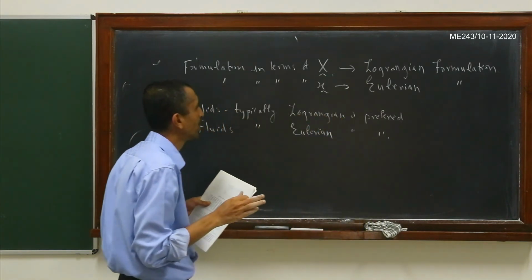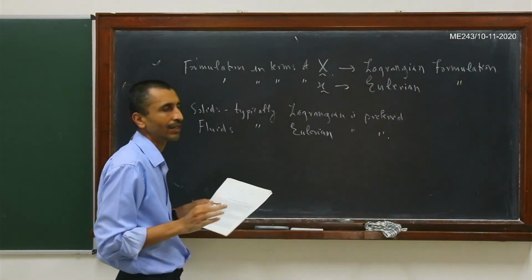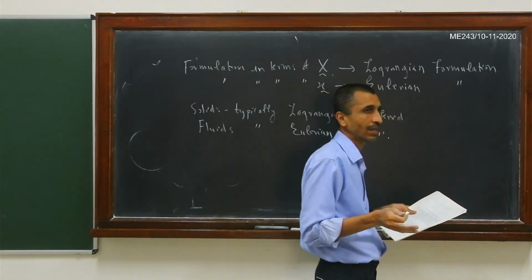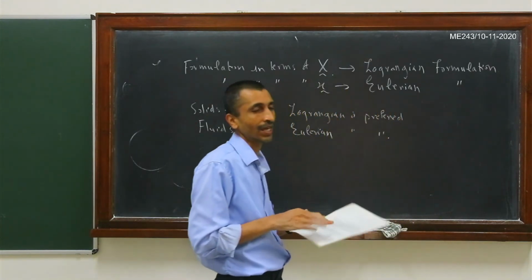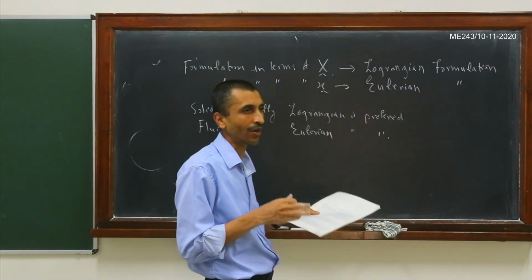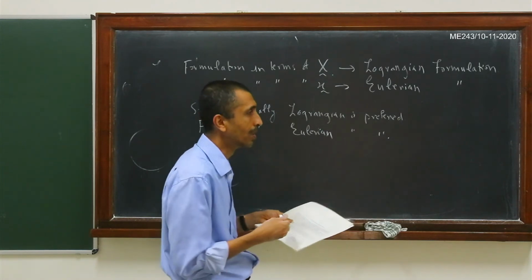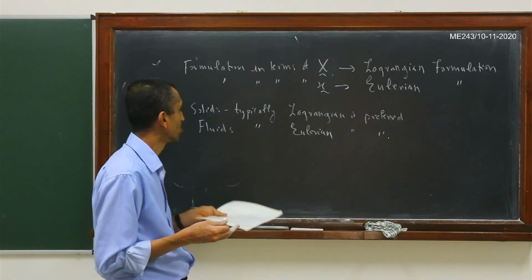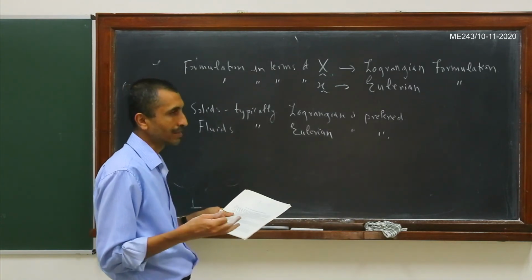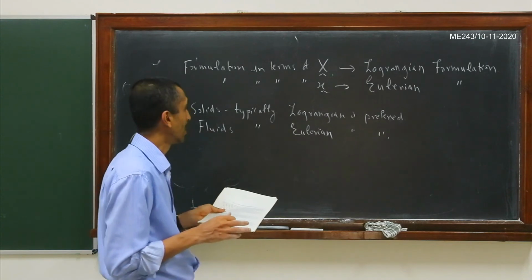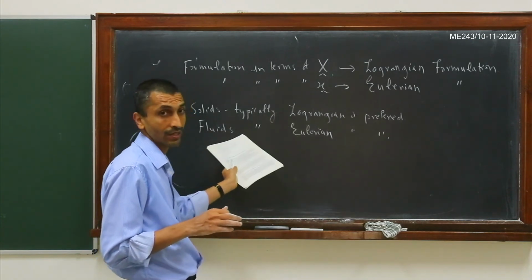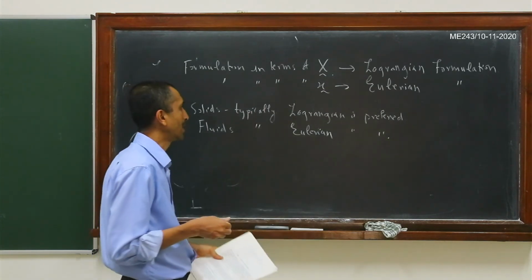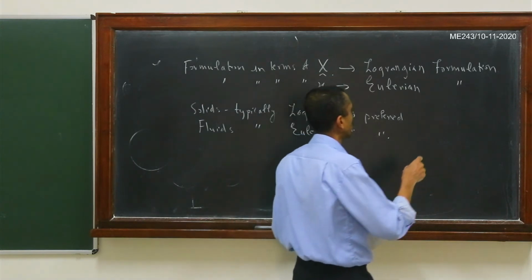See, actually both these formulations are completely equivalent. Mathematically speaking, they are completely equivalent, because it's just that instead of expressing something in terms of small x, we can always express it in terms of capital X, and then the Eulerian formulation would become a Lagrangian formulation. So we can always go back and forth between a Lagrangian and Eulerian formulation. So when I say preferred, that is just preference. It is not that we cannot use Eulerian for solids.